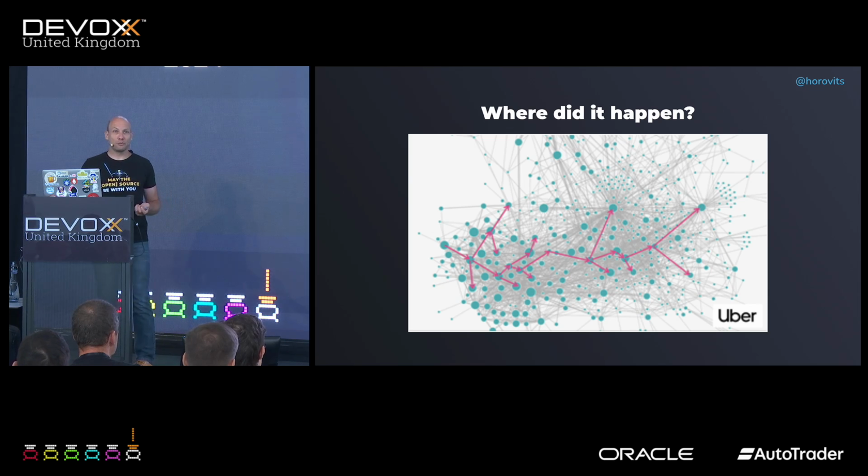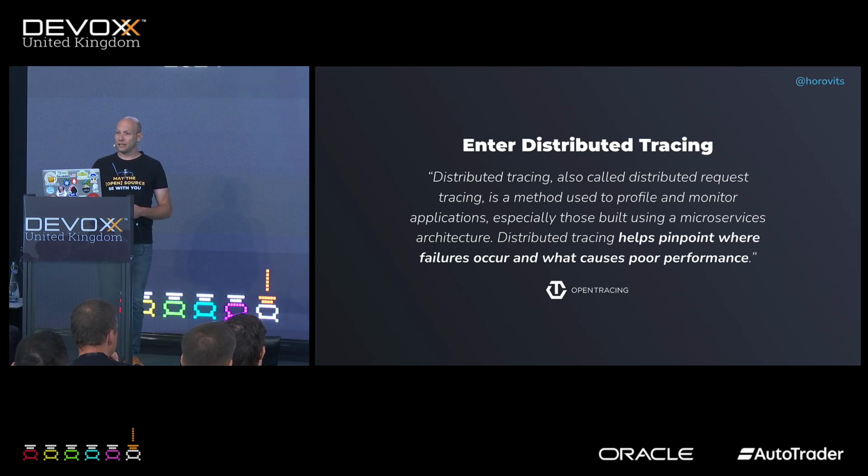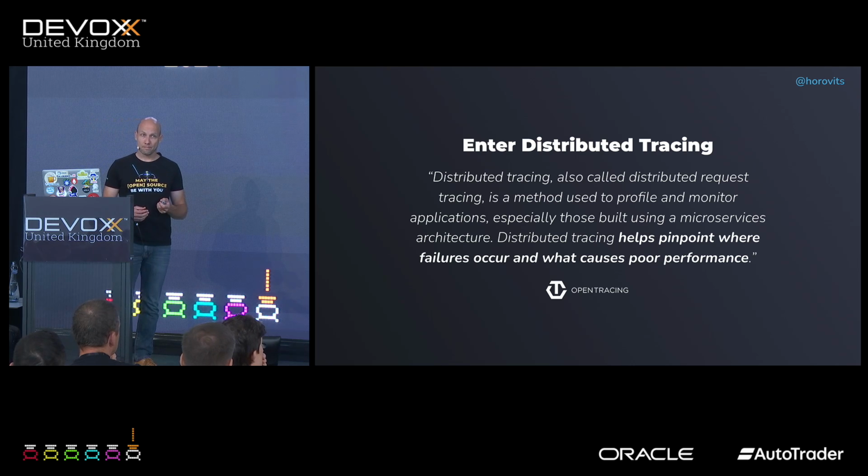So that's what distributed tracing comes to solve. I took the definition of OpenTracing, but it doesn't really matter. The important thing about distributed tracing, as you can see, is that it's a method to profile and monitor microservices architecture. And the important part, which I put in bold here, is that it helps us pinpoint where failures occur and what causes poor performance. That's the essence of what we want to get out of distributed tracing.